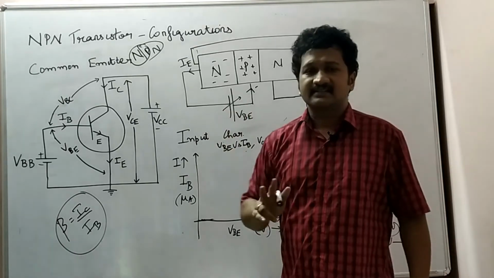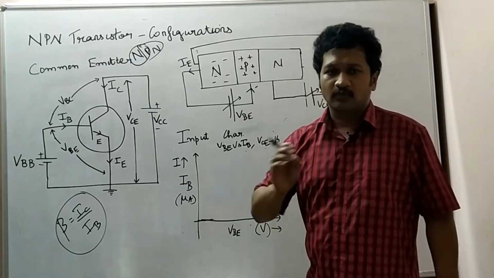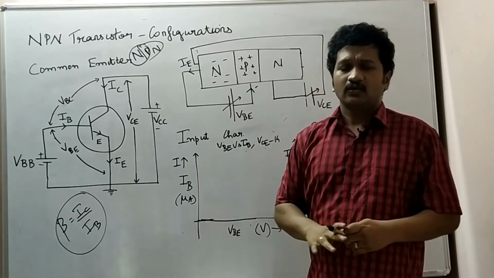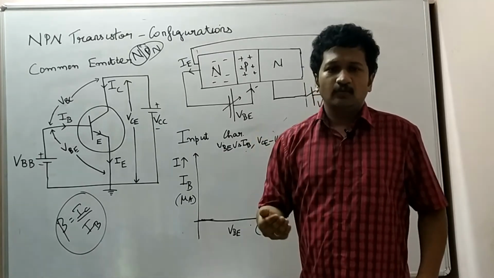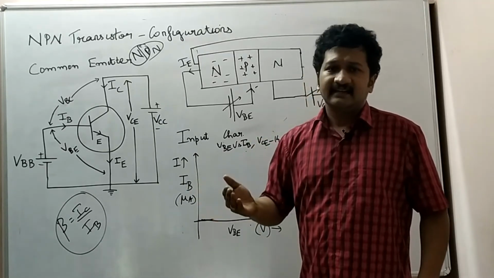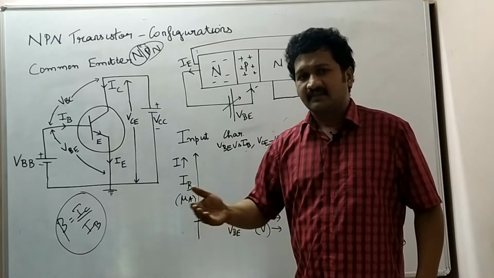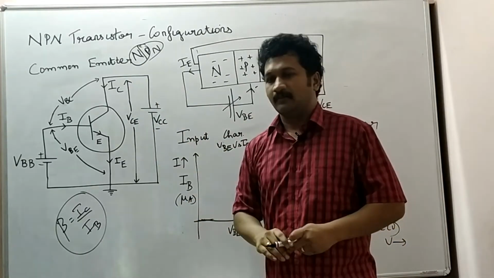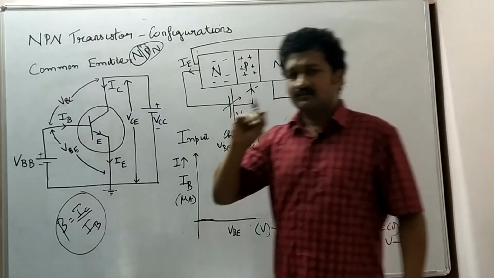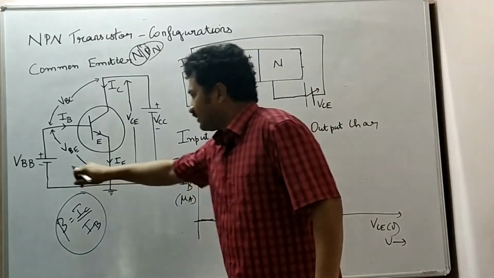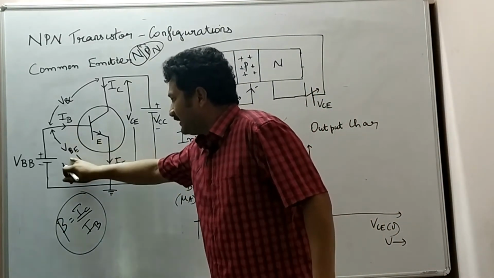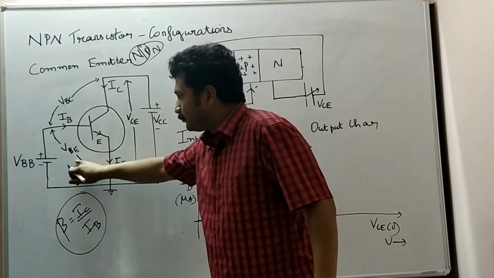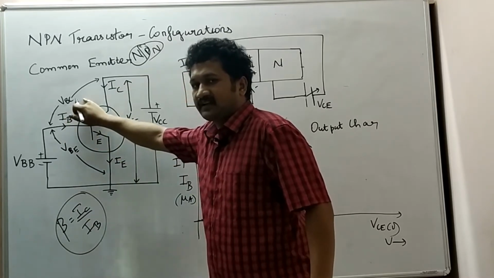So there are two characteristics, input characteristics and output characteristics in general. When we study the input and output characteristics in detail, we will be able to understand the operation of an NPN transistor in common emitter mode. When it comes to input characteristics, there are two parameters, VBE and IB. VBE is the input voltage and IB is the input current.